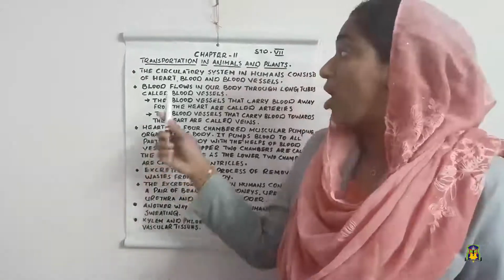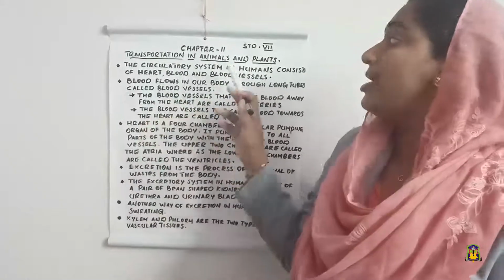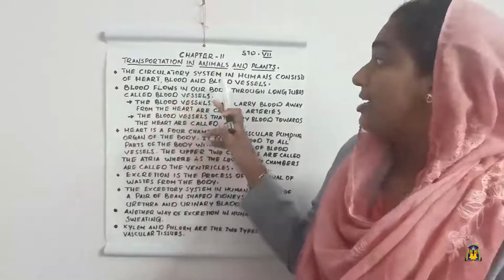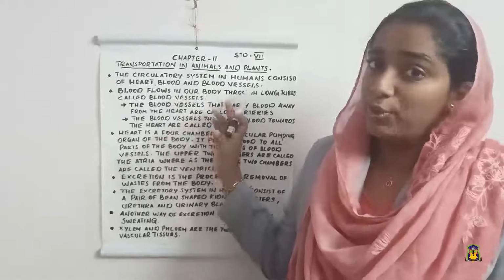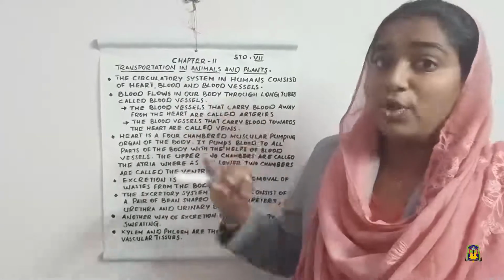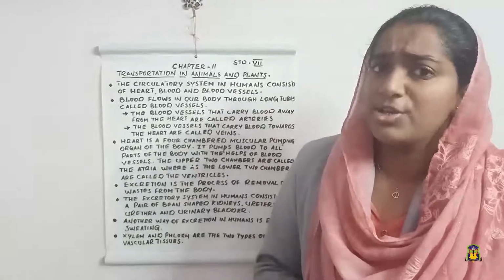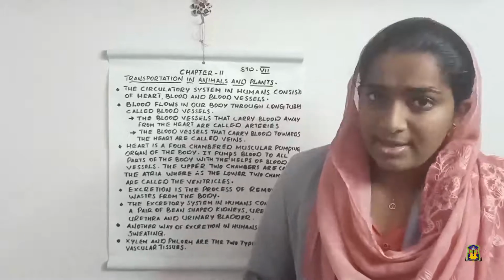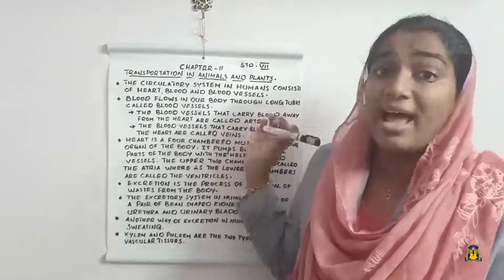First, we discussed the circulatory system. What is the circulatory system? The circulatory system in humans consists of the heart, blood and blood vessels. We know that blood is a red colored fluid that flows through the blood vessels. Who gave the red color to the blood? Yes, hemoglobin gave the red color to the blood. In this chapter, we discussed blood, blood vessels and the heart.